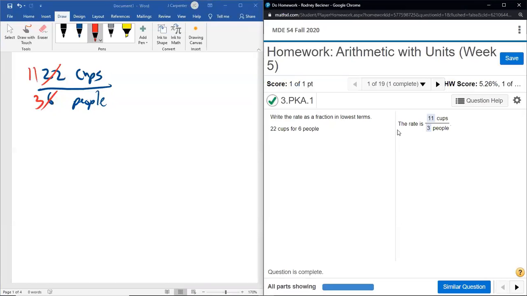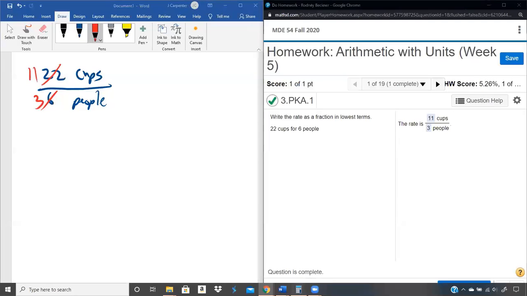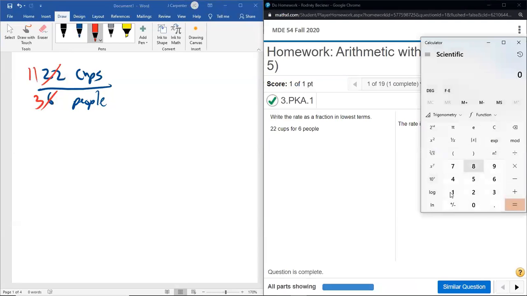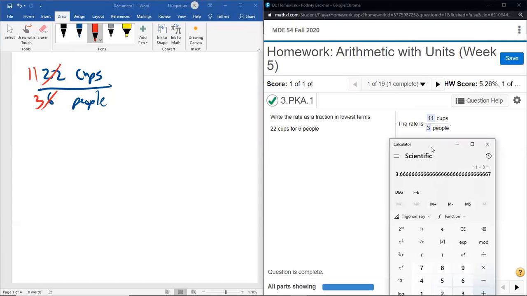Or maybe there would have been a reason to do it as a unit rate, which is where you actually do the division, which for this problem would have been 11 divided by 3. So you do your division, and you say 3.66 or 3.67 if you round to the nearest tenth, instead of 3.666666. And then you say, okay, well, that's 3.67 cups of coffee per person. When you actually do the division, now you're only talking about one of the thing in the bottom, so that would be 3.67 cups of coffee per person instead of 11 cups for 3 people.